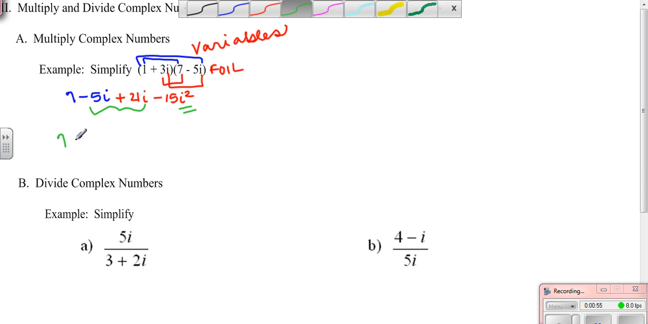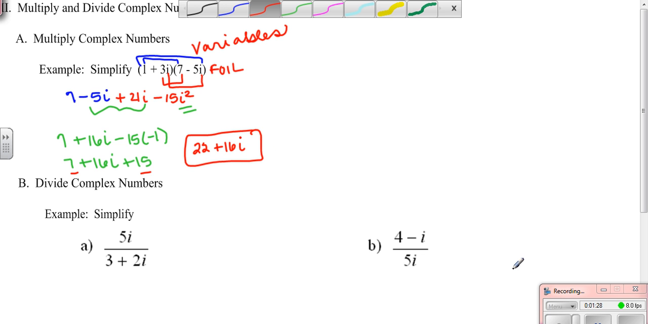So I have 7 plus 16i minus 15 times minus 1, because i squared is minus 1. Well, minus 15 times minus 1 becomes a positive, so I have 7 plus 16i plus 15. Now I have two real components that need to be combined, and so I really have 22 plus 16i.